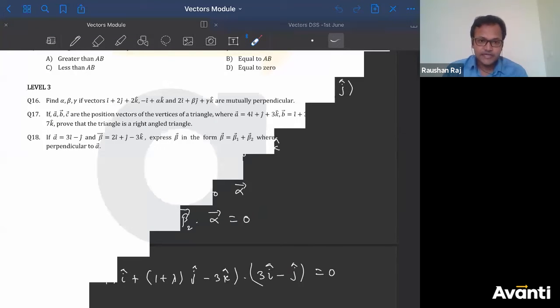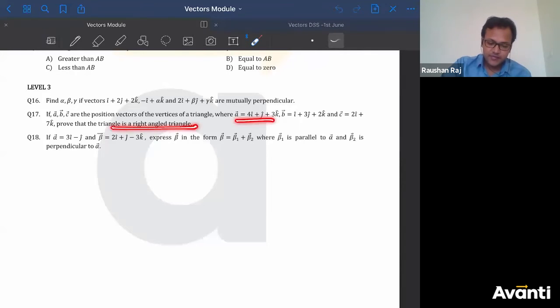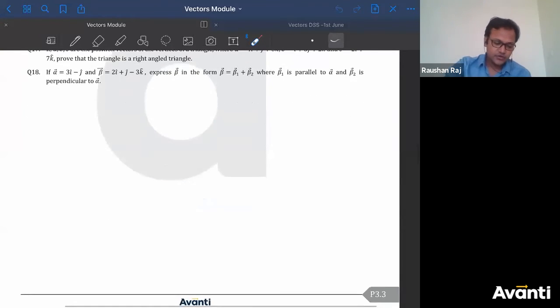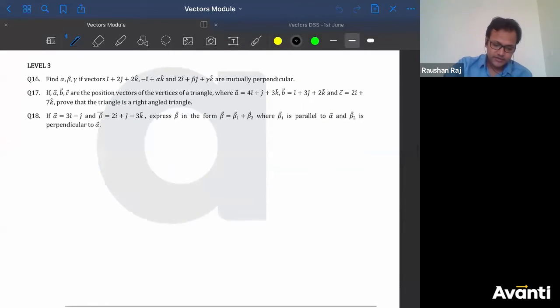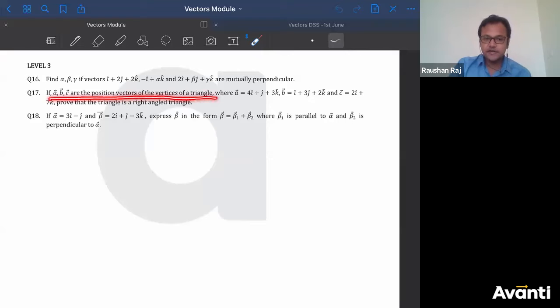Question number 17, Dr. Vikas. What has been asked? Right angle triangle. If A, B and C are position vectors of vertices of a triangle, you have to prove that the triangle that you are going to get is a right angle triangle. It's a simple thing. What should their dot product be? 0. So I'll tell you this. A, B, C are position vectors of vertices of a triangle.